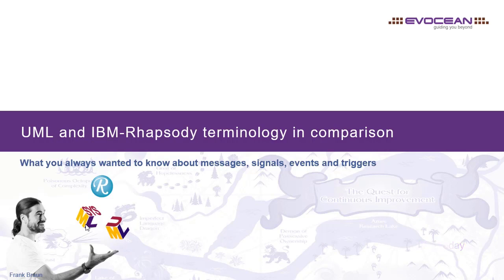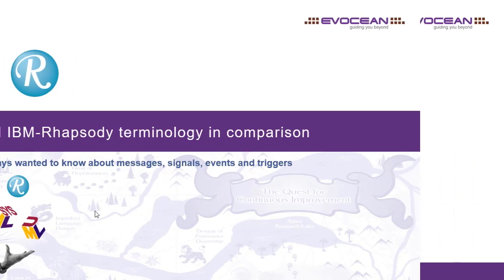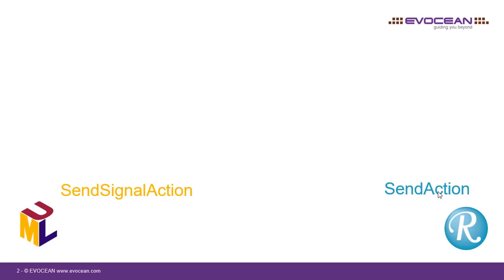Today I would like to take a closer look at the UML terminology and how it's implemented in Rhapsody. If you compare the UML terminology with the Rhapsody terminology, you might discover one or the other difference or miss one or the other concept here and there. This can be very confusing for the novel Rhapsody user. For example, the UML send signal action is simply called send action in Rhapsody. And the UML term signal is not even present in Rhapsody.